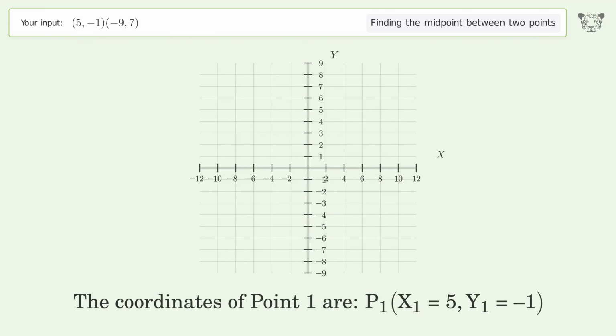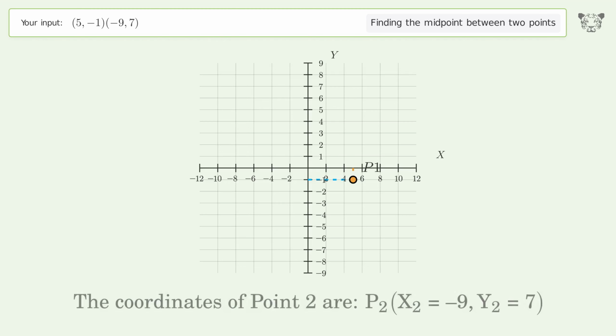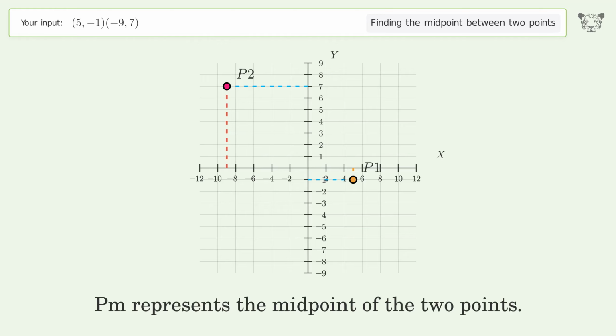The coordinates of point 1 are x1 equals 5, y1 equals -1. The coordinates of point 2 are x2 equals -9, y2 equals 7. PM represents the midpoint of the 2 points.